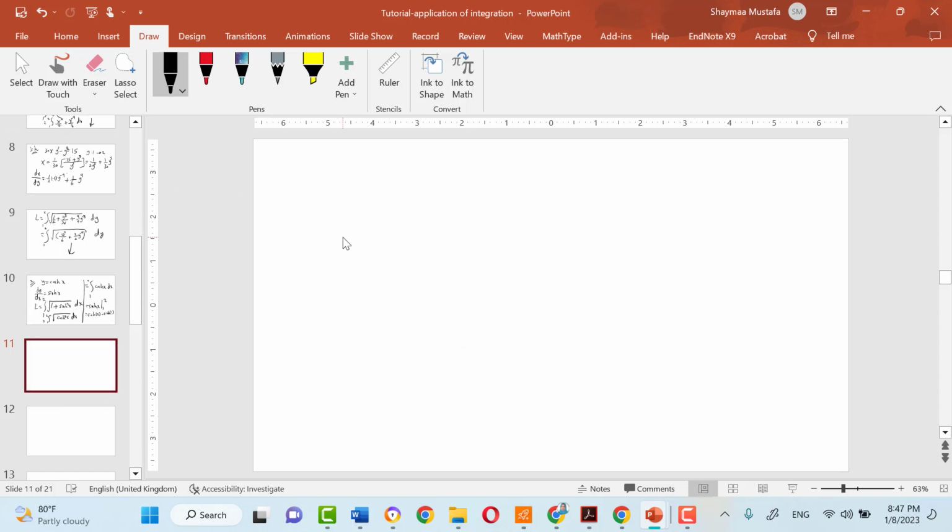Okay, now question number 3. Question number 3 is an easy one because it is already similar to 1c. Same curve. Similar to 1c. Okay, so go for question number 4.